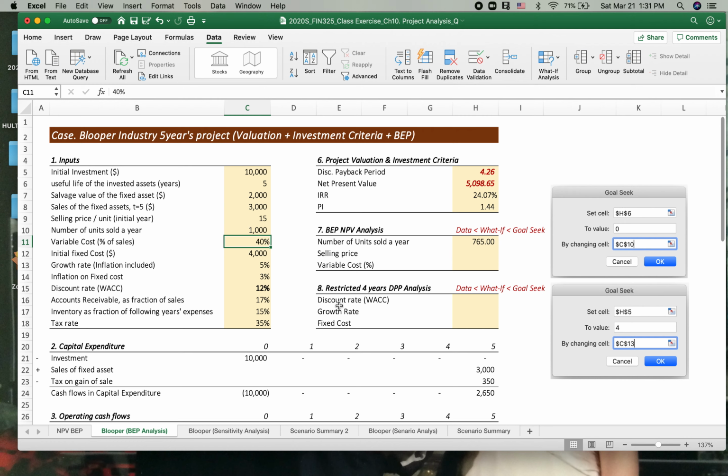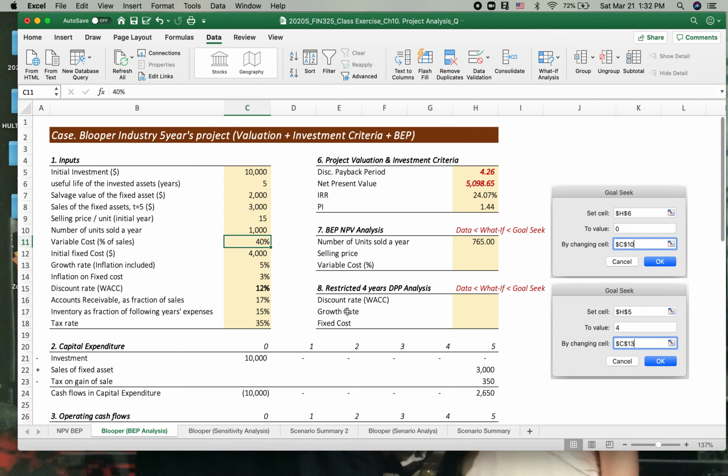Now it is not the break-even analysis, but maybe the project managers, your boss or investors want to know what if the restriction period is not 5 years. We have a specific restricted period. So 4 years is the restricted period for this project. That means that the investors want to return their initial investment within at least 4 years.